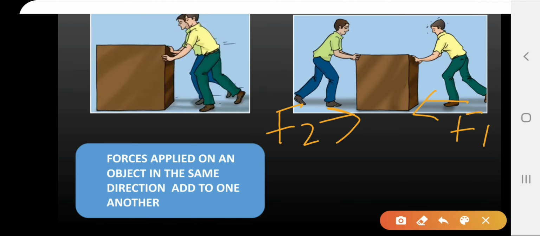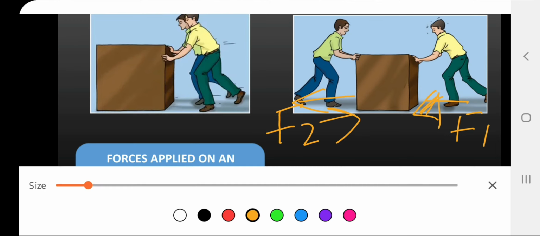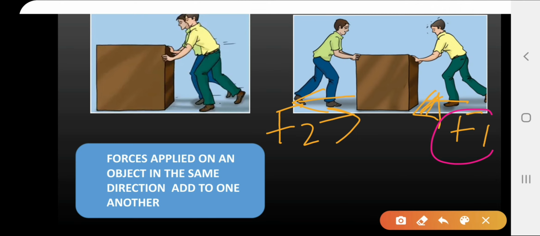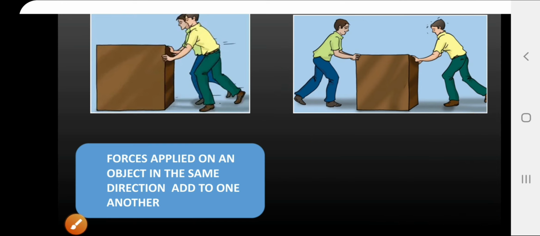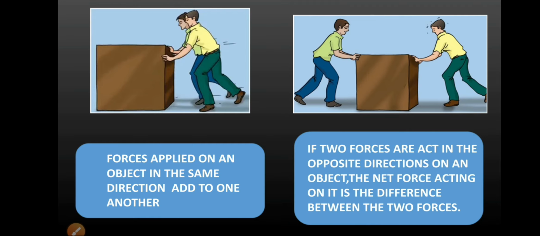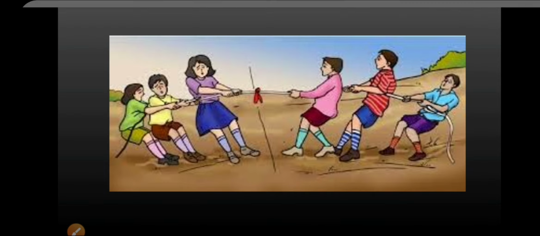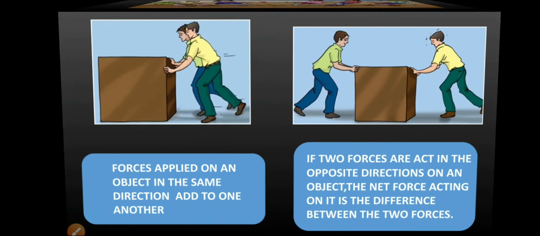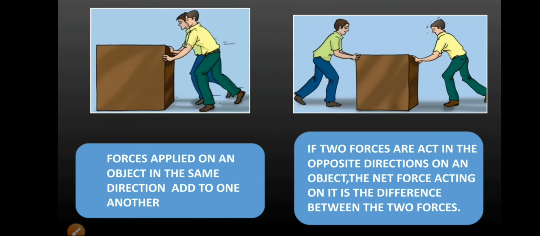That is, the two forces are acting on the same object from opposite directions. The forces will cancel each other, and the object will move in the direction in which more force is acting. That is, if F1 is the greater force, then the object will move in this direction. And if F2 is greater, then the box will move in this direction. What is the reason? If two forces are acting in opposite directions on an object, the net force acting on it is the difference between the two forces.